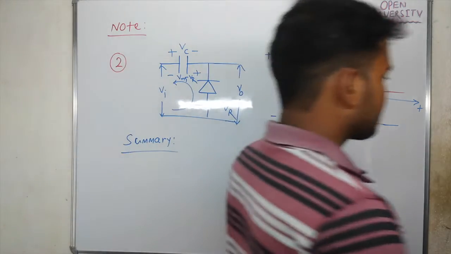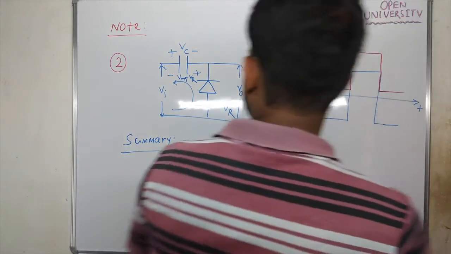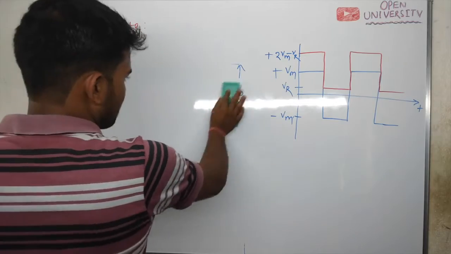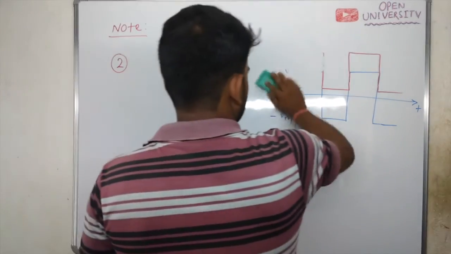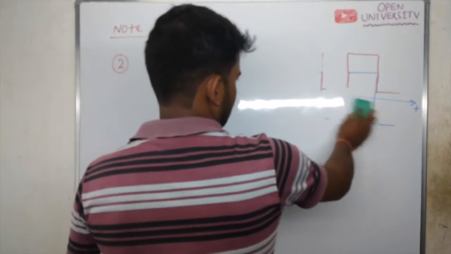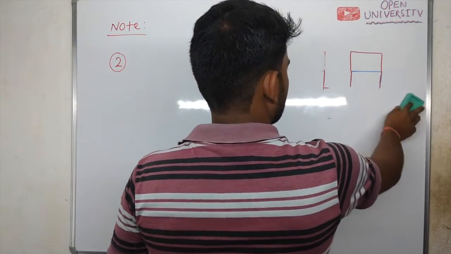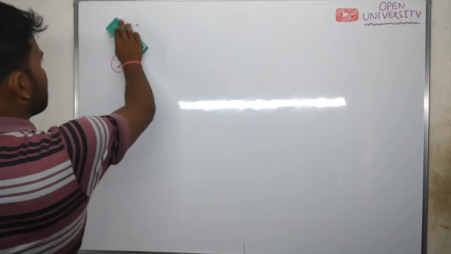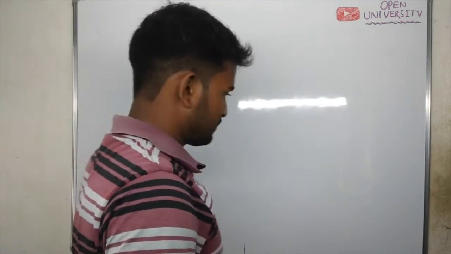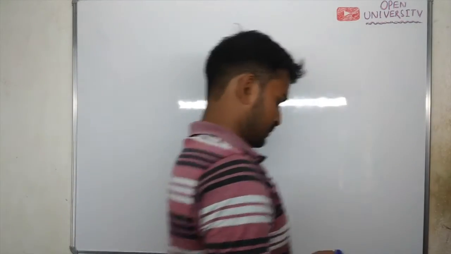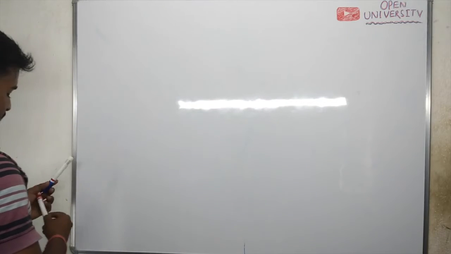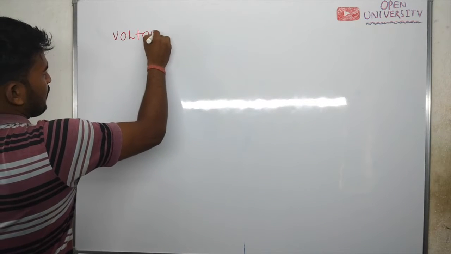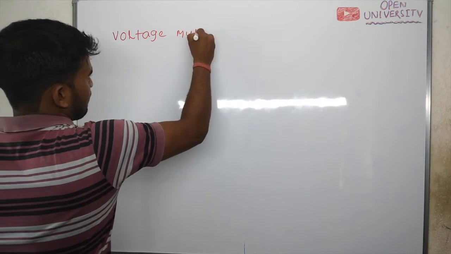Then give the next heading, voltage multiplier. The next topic is voltage multiplier. Give the heading, voltage multiplier.